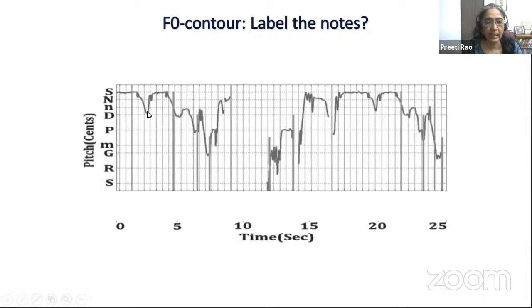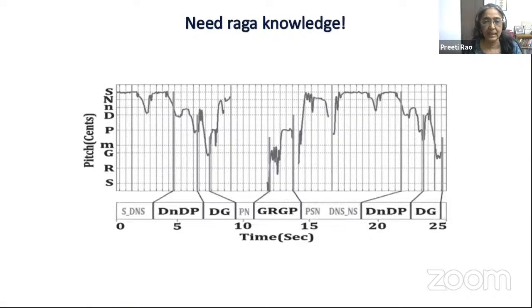As you can see, there are no clear boundaries between notes, right? We see what look like notes. We also see a lot of gliding around. We see a lot of fluctuation. So it turns out that if you ask a musician to label this, they can, of course, because of their training, listen and label this. And this is what they would come up with. And then we would find out that the musician actually uses their knowledge of the raga to come up with the labeling.